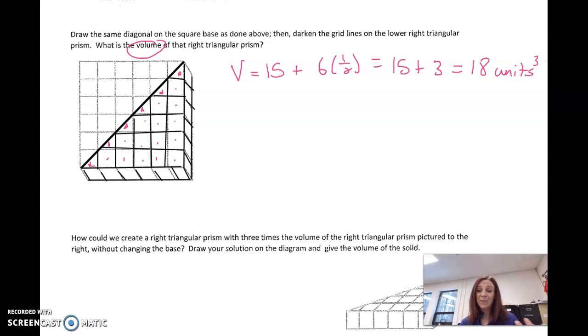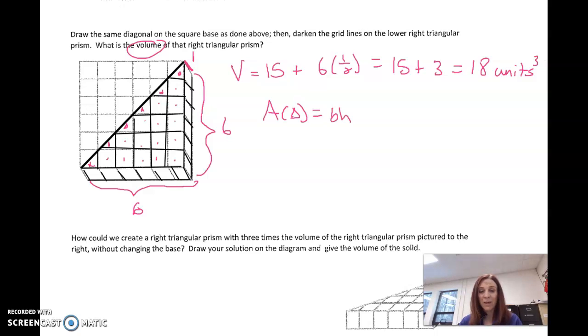Now I know that's the same thing as our area was. But if we pay attention again, this side is 6 units, this side is 6 units, and then notice our height here is 1. So if I take the area of my triangle, and remember that area of a triangle is base times height divided by 2, I'm going to go 6 times 6 divided by 2, which is 36 divided by 2, which is 18.